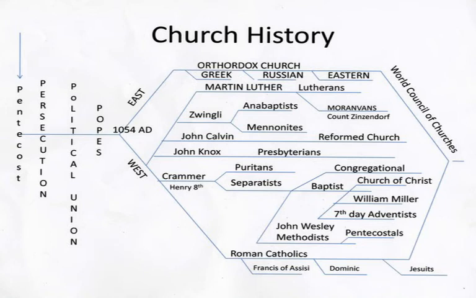The Roman Catholics have several orders. We have Francis of Assisi, the Dominicans, and the Jesuits. Then we have a whole effort trying to get them all back together again, the World Council of Churches. So this gives you a whole overview of church history and where some of the different denominations have come from.